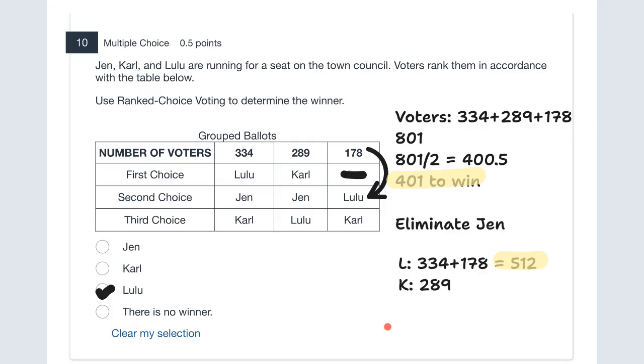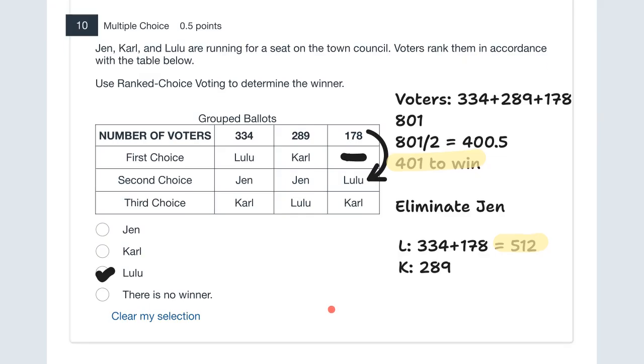That was it. That was number 10. So we're done. Ranked choice voting, sometimes you get a winner out of the gate. Sometimes you have to do multiple rounds. This one was pretty straightforward. It was just one round.